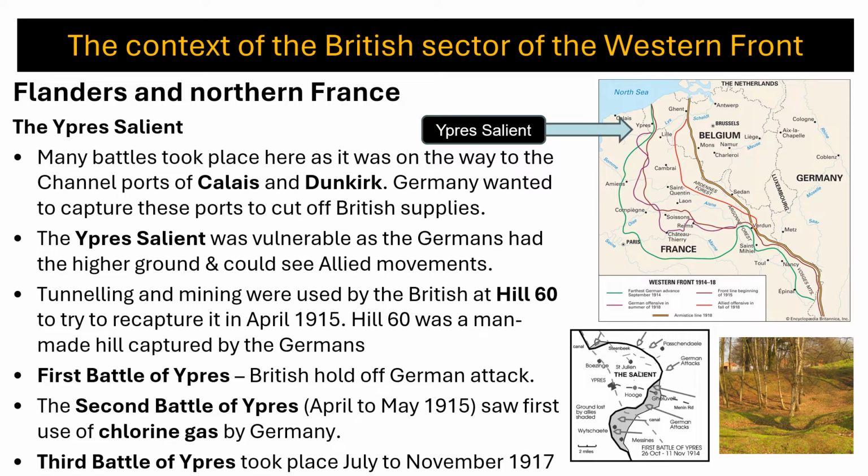Tunnelling and mining were used by the British at Hill 60 to try to recapture it in April 1915. Now, Hill 60 was a man-made hill captured by the Germans. Now, the first Battle of Ypres took place in 1914, where the British held off a German attack. Germans were basically trying to get a route through to Calais to stop the British being able to supply their forces. The second Battle of Ypres in April-May 1915 saw the first use of chlorine gas by Germany, and the third Battle of Ypres, sometimes known as the Battle of Passchendaele, took place from July to November 1917.